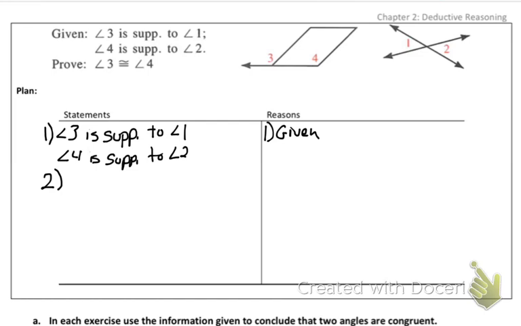Okay, it looks like most of us understand what we're supposed to do. We're supposed to say that measure of angle 3 plus measure of angle 1 equals 180 degrees. And we should also say that measure of angle 4 plus measure of angle 2 equals 180 degrees. Either use the definition of supplementary, or I'm going to go ahead and just use the angle addition postulate. The reason why I always pick angle addition postulate is because we use it so much. I'm going to just keep using it as much as I can.